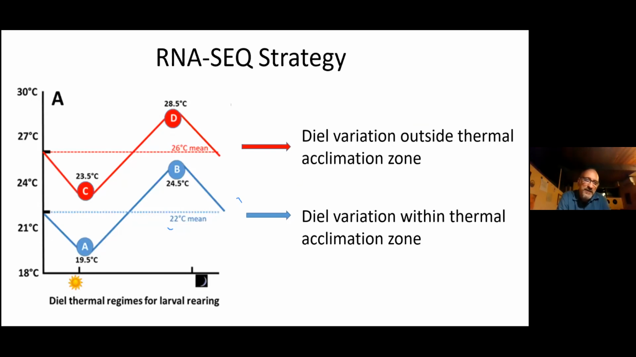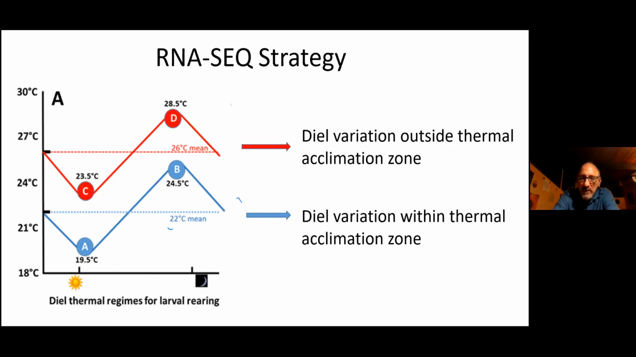And what we did is basically we took an RNA-seq approach. And so these are the 2 thermal regimes. The red one represents the 26 degree mean temperature, and the blue one represents the 22 degree C mean temperature. And basically the larvae were raised from egg hatch to late larval maturity. And at that time, we pulled samples for gene expression. So those letters on this plot represent the sampling points for gene expression.